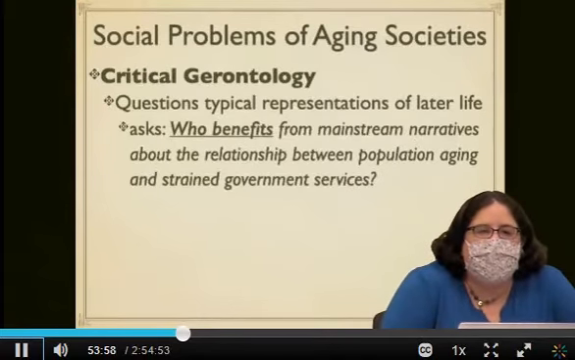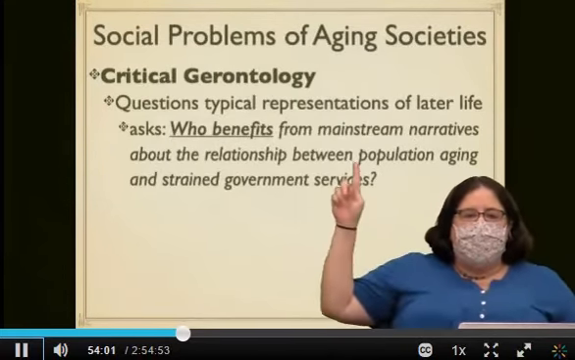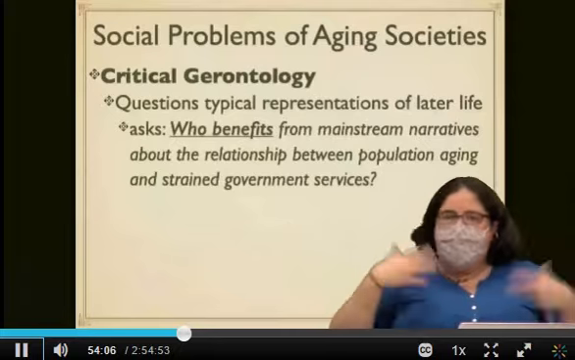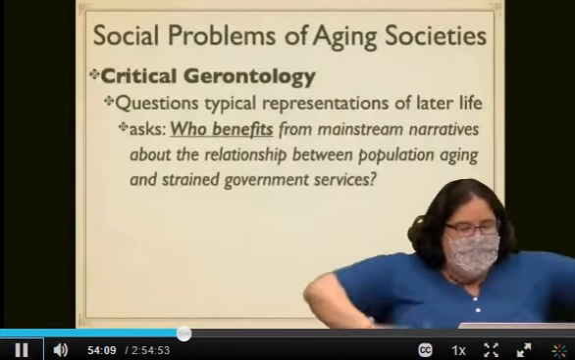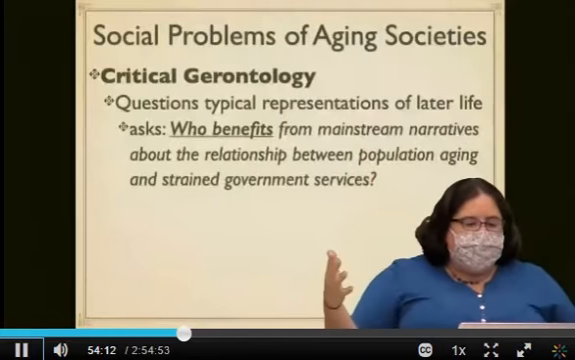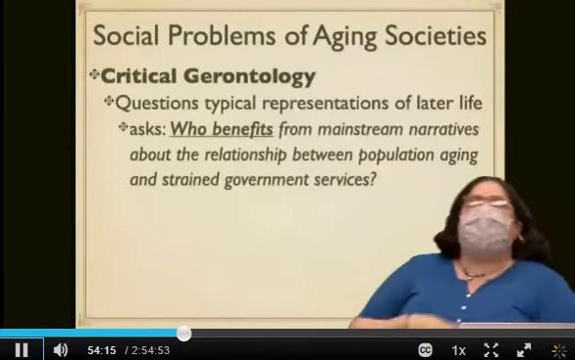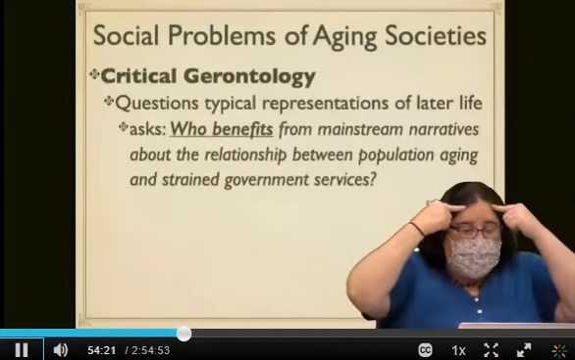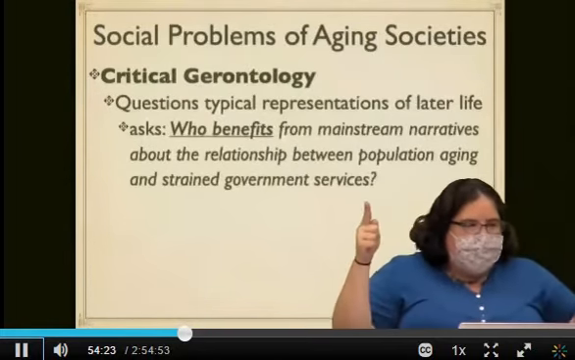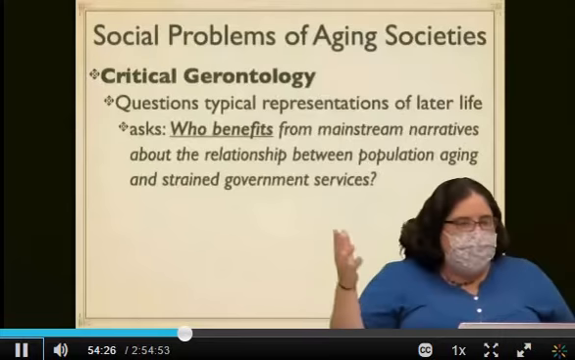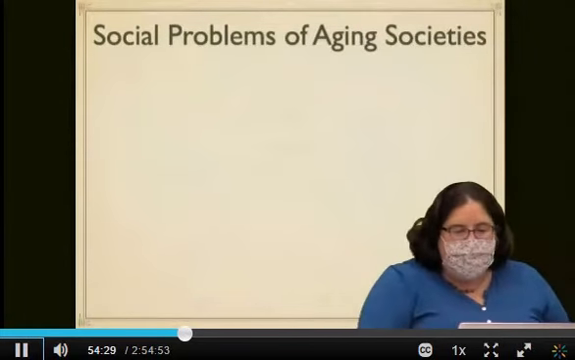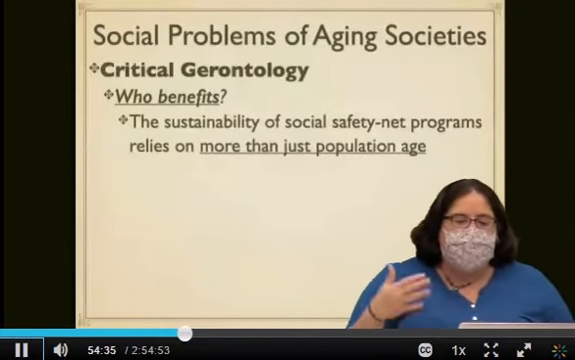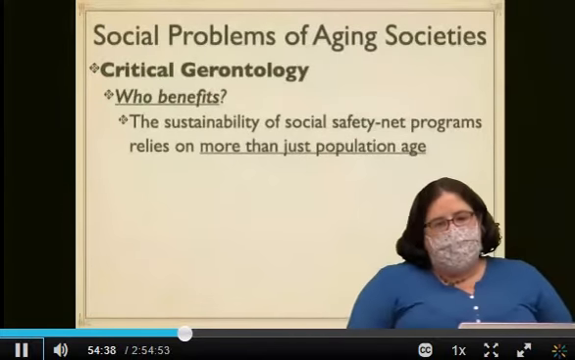I just spent three slides telling you that as we get older as a population, our services are going to be strained. That sure sounds like I'm blaming, doesn't it? Hopefully you didn't think I was, but when I say, look, as the population gets older, government services are going to be strained, that is a narrative that the media and larger society make, drawing a connection in their brain between old people and bankrupting us, right? And that's a problem. Who benefits from that? Well, lots of people can benefit from that. The sustainability of social safety net programs relies on more than just population age.